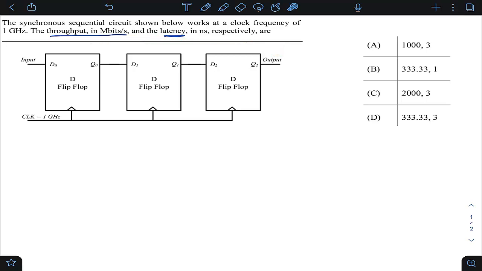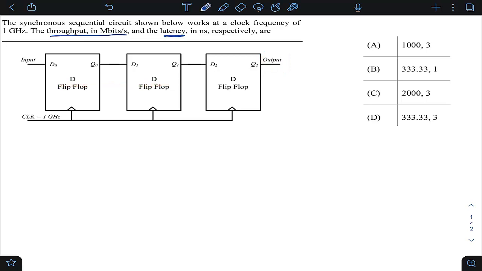Let's say in a second I am getting 10 bits at this terminal. I will say that the throughput is 10 bits per second. So in simple language, the delay in the circuit is the latency, and how many bits you are receiving at the output terminal in a second is your throughput. So let us do this. And it's a very standard circuit.